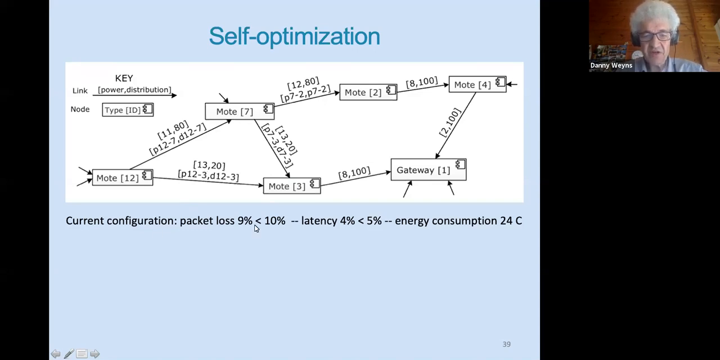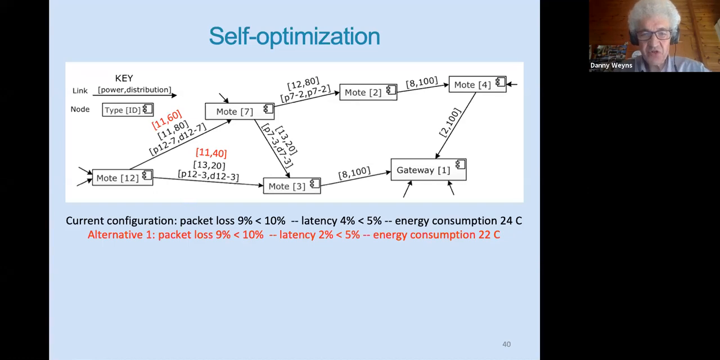Now in the current configuration, this is an example of course, the packet loss is 9%, which is lower than the threshold of 10. That's okay. The latency is 4% of the total cycle time that all modes need to transmit their messages. That is smaller than 5%, so that is also okay. And the energy consumption is 24 coulomb, which is a given number that we require to transmit.